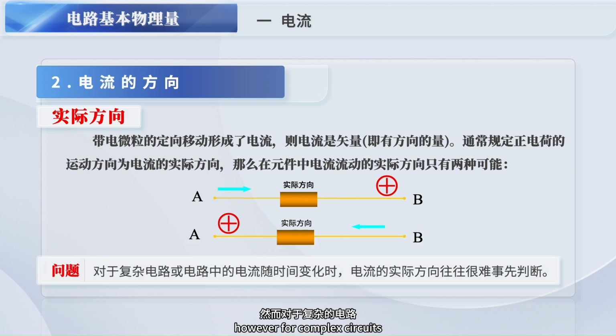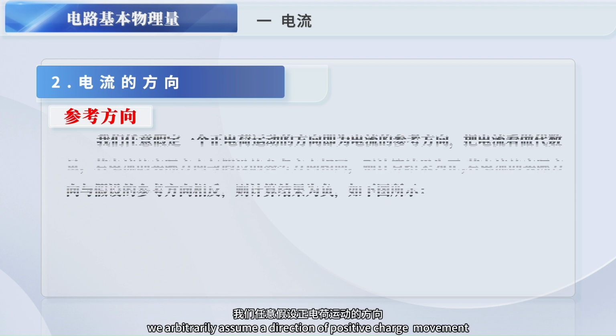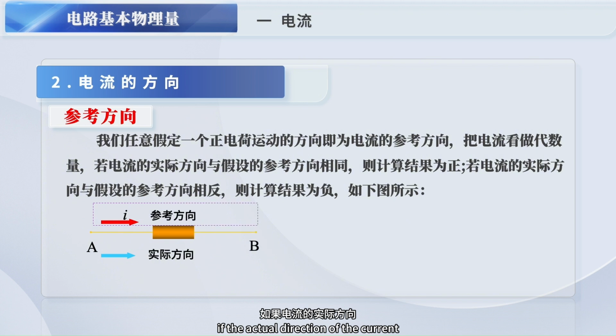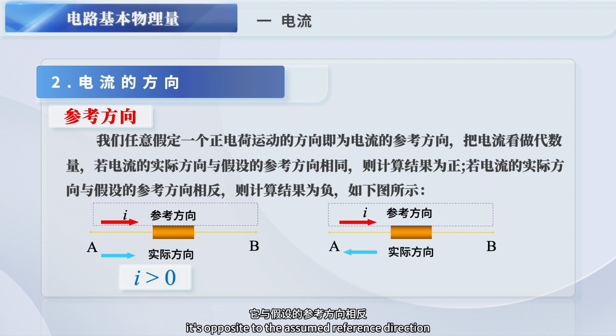However, for complex circuits, or when the current in the circuit changes with time, the actual direction of the current is often difficult to predict. We introduce the reference direction of current. We arbitrarily assume a direction of positive charge movement as the reference direction of current. We regard current as an algebraic quantity. If the actual direction of the current is the same as the assumed reference direction, the result is positive. If the actual direction of the current is opposite to the assumed reference direction, the result is negative, as shown in the figure below.